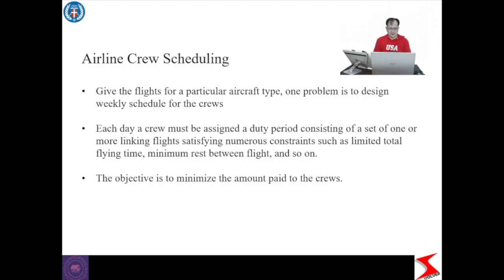And the second one is airline crew scheduling. The scenario is, given flights for a particular aircraft type, one problem is to design a weekly schedule for the crews. Each day, a crew must be assigned a duty period consisting of a set of one or more linking flights, satisfying numerous constraints such as limited total flying time, minimum rest between flights, and so on. The objective is to minimize the amount paid for crews. So, what does this problem belong to? Of course, it belongs to the airline company.